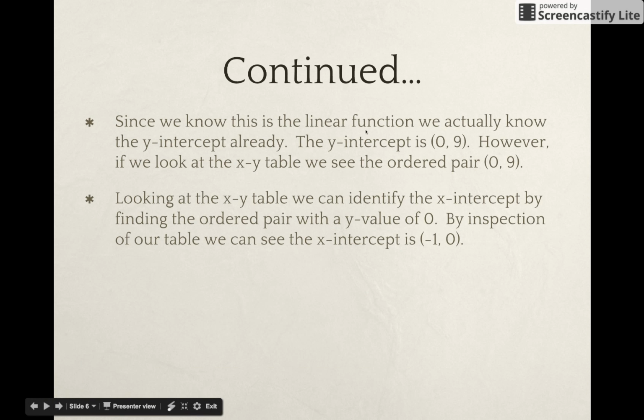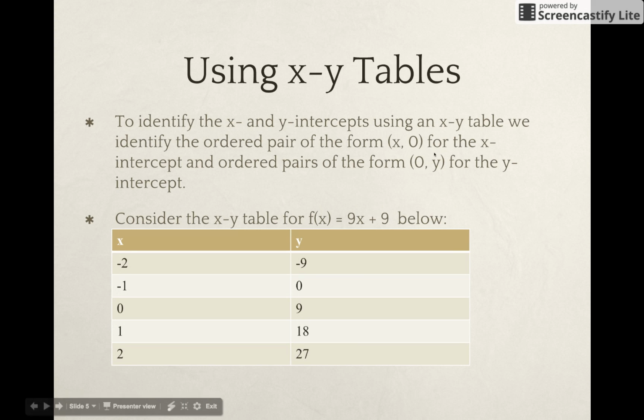Well, since we knew this was a linear function, we actually knew the y-intercept already. You remember in app 2.1, we said that linear functions have the form f of x equals mx plus b. And if we go back and look at the equation of our function, it is f of x equals 9x plus 9. 9 is our b, which we defined to be the y-intercept in app 2.1.